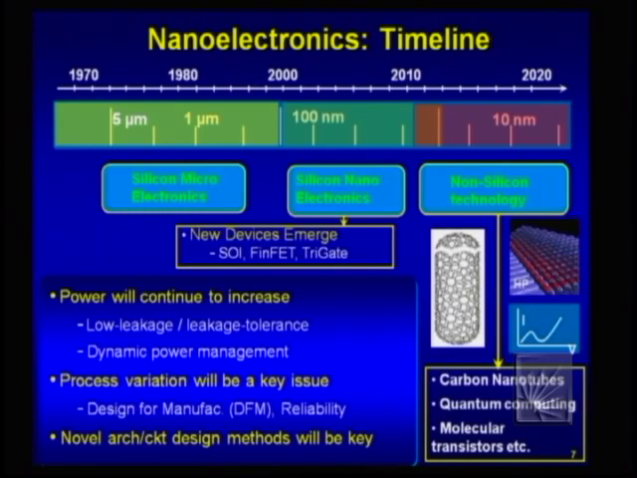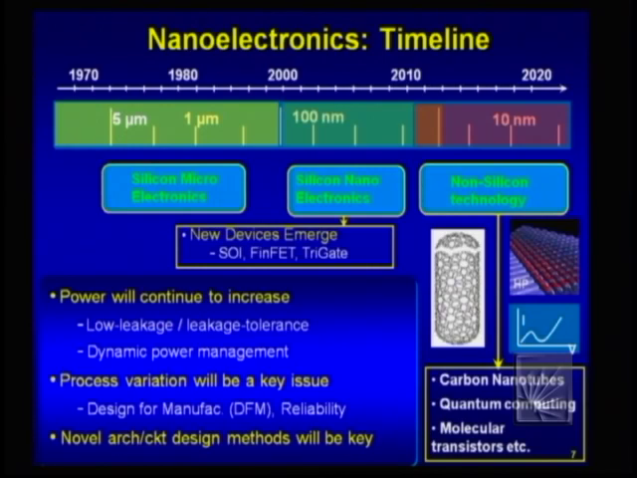So the verdict is the power will continue to increase. So low leakage and leakage tolerance would be a key focus of nanoscale design. Dynamic power management, not only static, not only design-time power management, but runtime power management will be key. Process variation, which is variation in device parameters due to process imperfection, would be a significant problem.